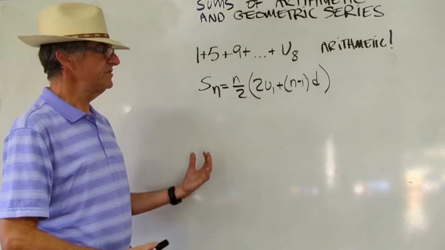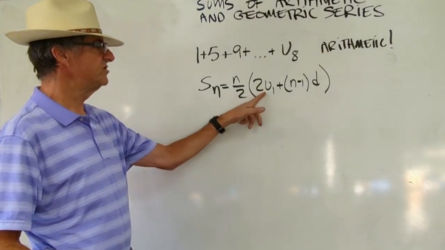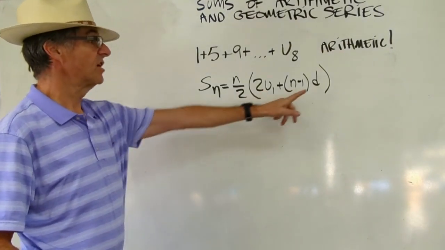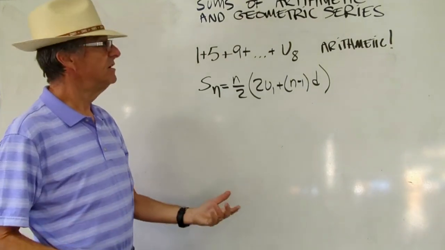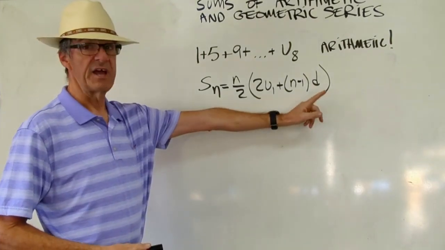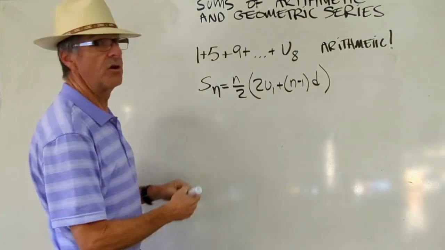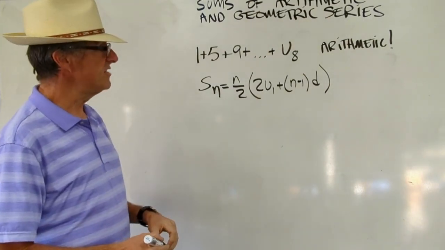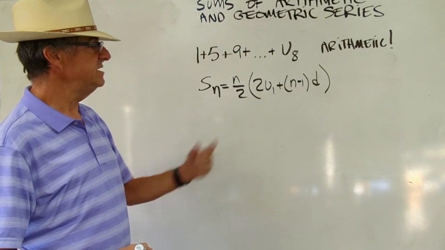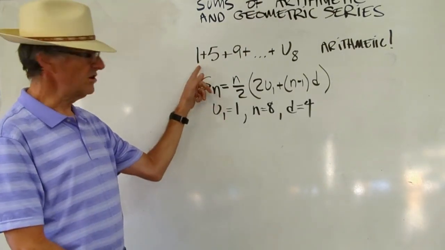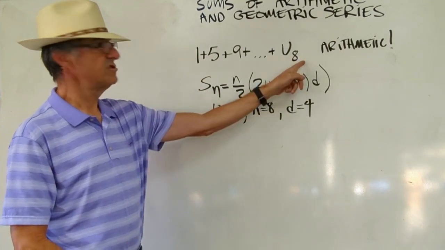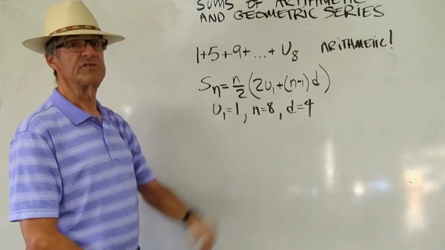All right, so this is going to be the formula that uses 2 times u1, n, and the common difference. We don't actually know the last term, although we could figure that out, but we're going to plug into this one because we have all the variables. So check this out. Why don't you write down the values of n, d, and u1. All right, so here they are. u1 is 1, first term. n is 8. We have 8 terms total. And of course, our common difference is 4.